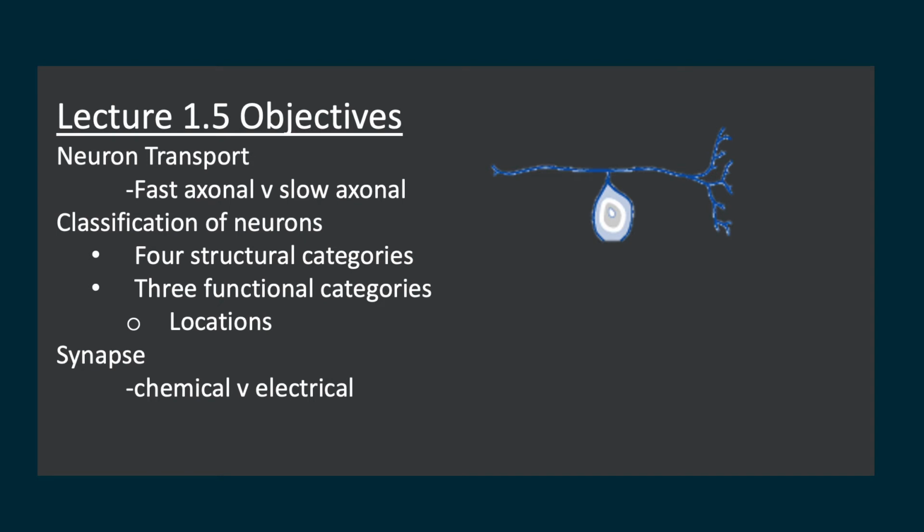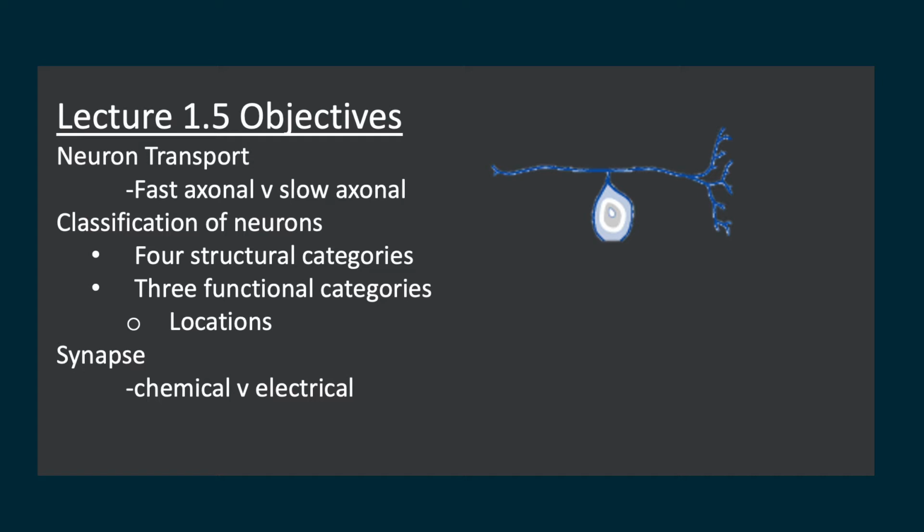So, you're all familiar now with basic neuron anatomy, but today we're going to focus on transport within that neuron. This is called neuronal transport. We're going to talk about two different kinds, fast axonal versus slow axonal transport. Then we'll get into that classification of neurons I mentioned.